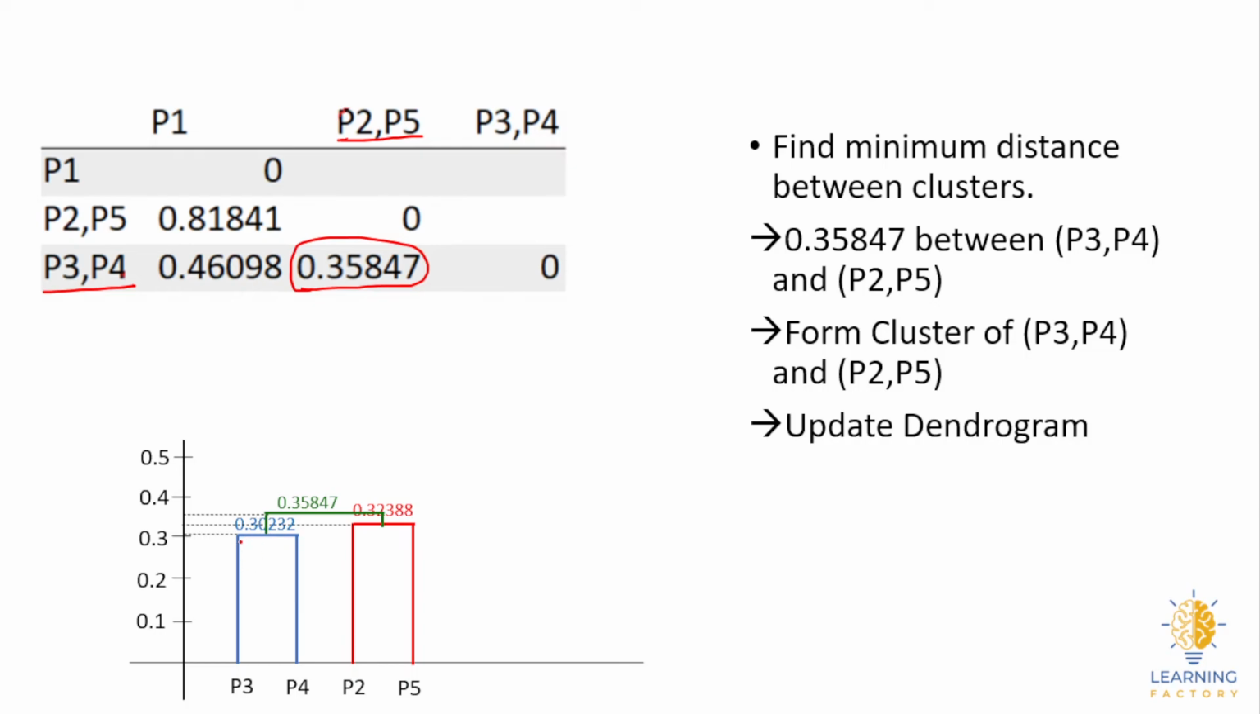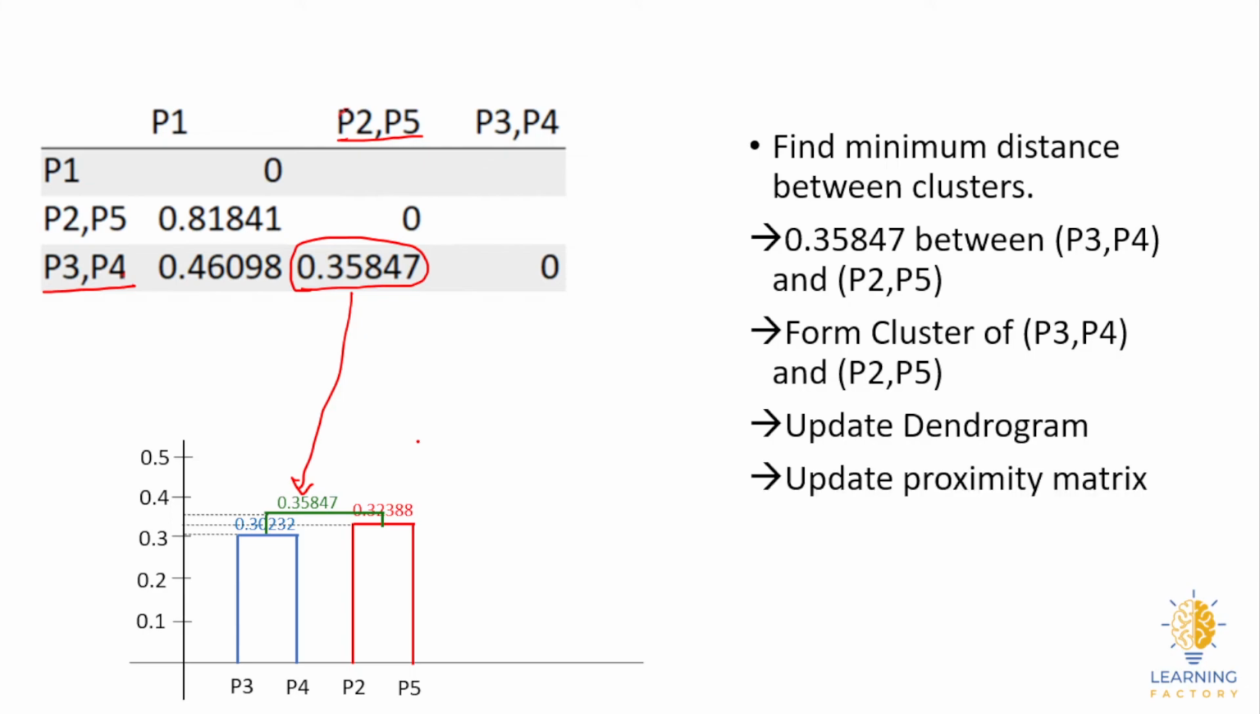So midway in between this P3, P4 and midway between this P2, P5 will be having the vertical lines, and once again the height of this dendrogram would be the distance between these two clusters, right? So this is how we have updated this dendrogram.